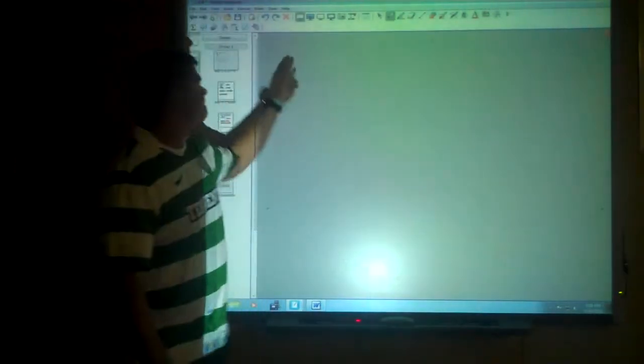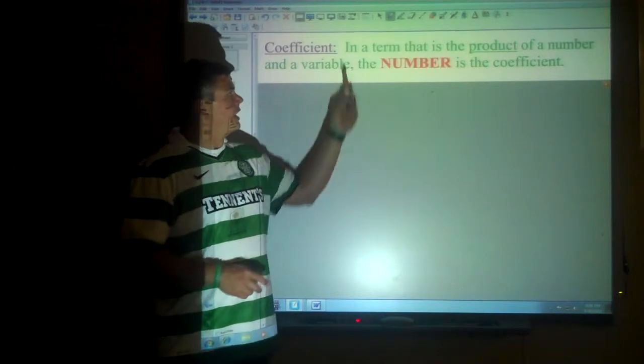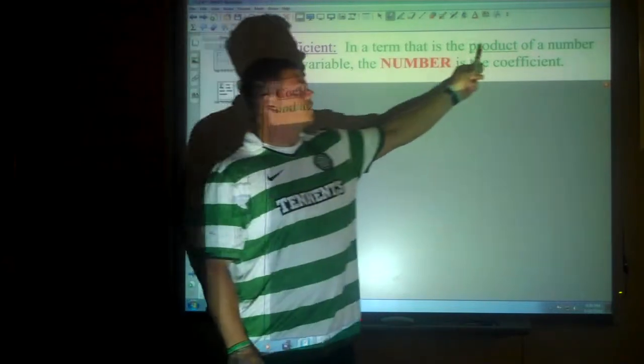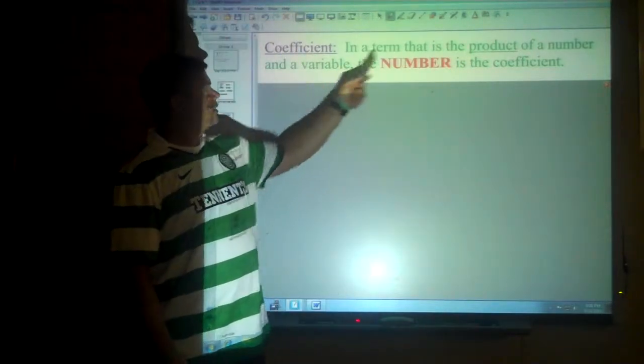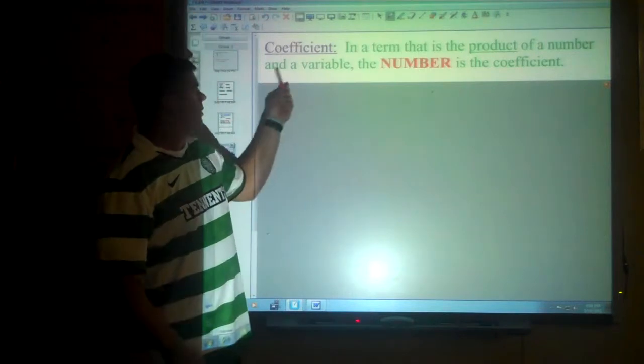All right, next, we have what we call a coefficient. And the coefficient in a term, so remember from our definition before that a term is the product of a number and a variable, all right? I mean, a term is a chunk being added, but in this case, we want the term to be the product of a number and a variable.